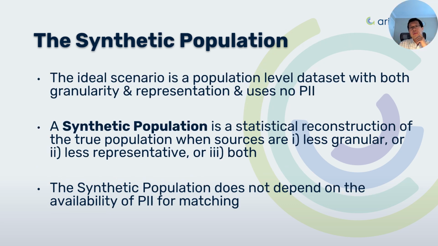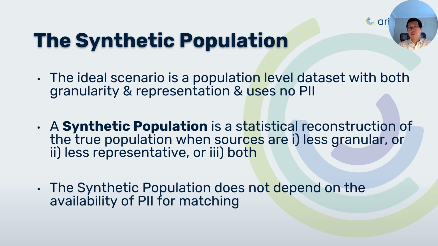So the ideal scenario is one where we have the best of both worlds. We have a population data set with granularity, so individual level, respondent level data, and at the same time, they have the representation of a national level data set, like the aggregated data set, and they, of course, use no PII. And that's what synthetic populations do.